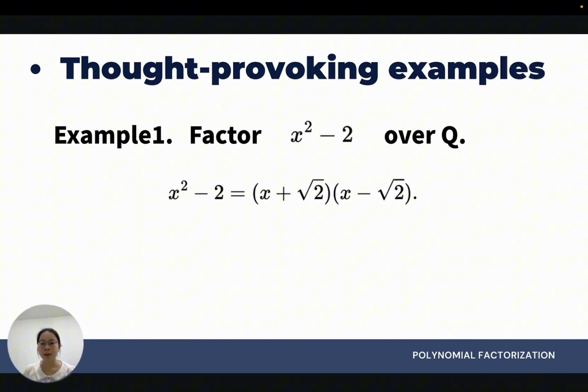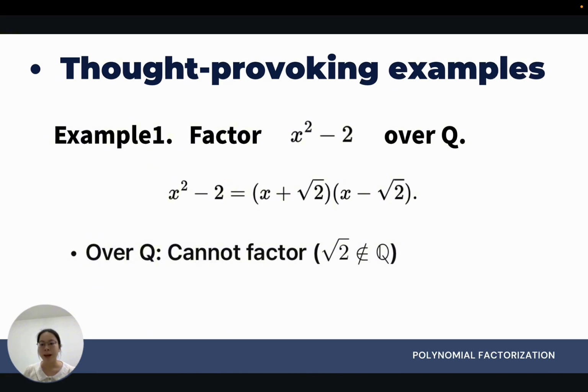From a calculation perspective, this is correct. However, look carefully. The question requires us to factor it over Q. So, this answer is incorrect because root 2 is not a rational number. Therefore, over Q, x squared minus 2 cannot be factorized. However, if we change the requirement to factorization over R, then it works, right? Because root 2 is a real number.